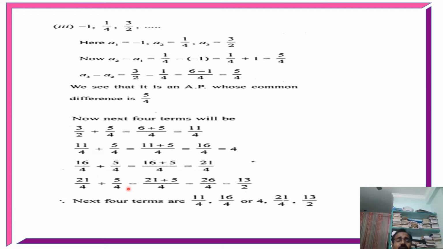In a similar manner, we can check whether it is an AP or not. We can find the common difference. We can find the other 4 terms of the AP also, students. Let us go to the next slide, students.